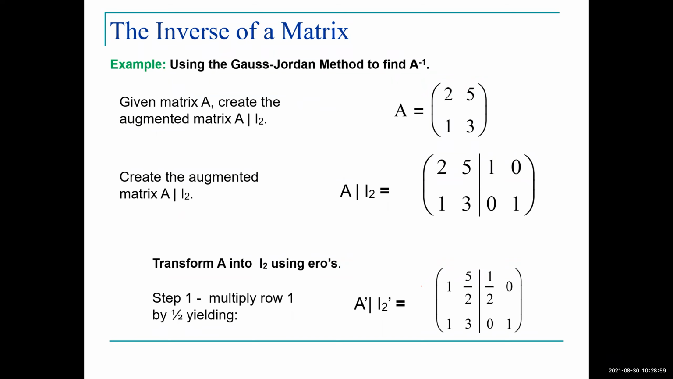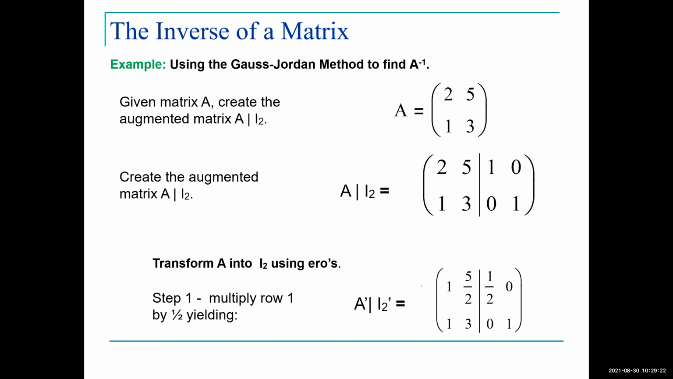So using the Gauss-Jordan method, this is how we get the inverse. Given matrix A, create the augmented matrix. So okay, this is A. For you to find the inverse, create the augmented matrix A slash identity. So you're putting the identity on the right-hand side here.